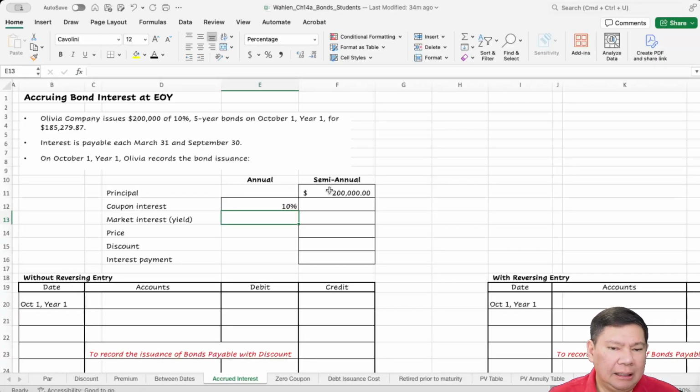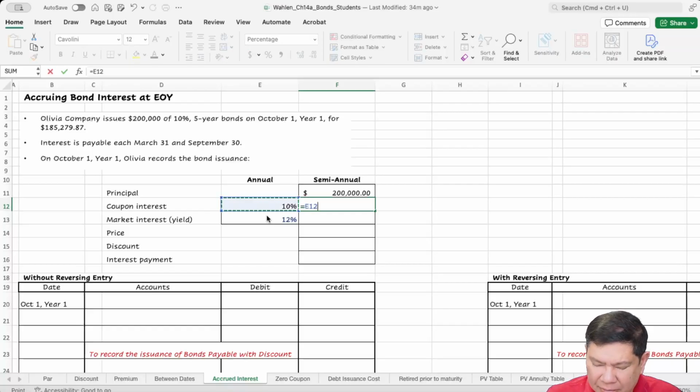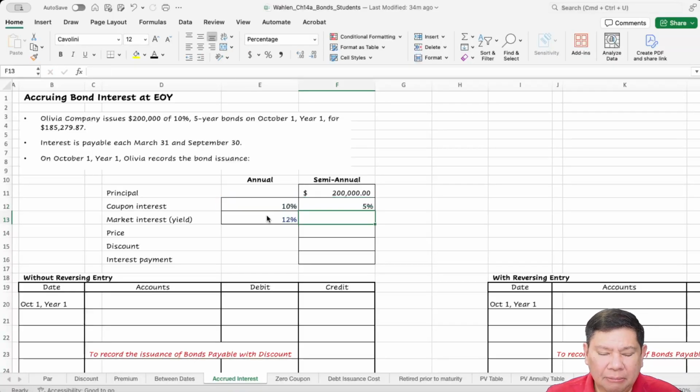The market interest yield, I believe it was 12%. Okay, so for semi-annual, we divide that by 2, we get 5% coupon, and market rate, if we divide by 2, is 6% market rate. Because the coupon is less than the effective market rate, the bonds are going to be issued at a discount.